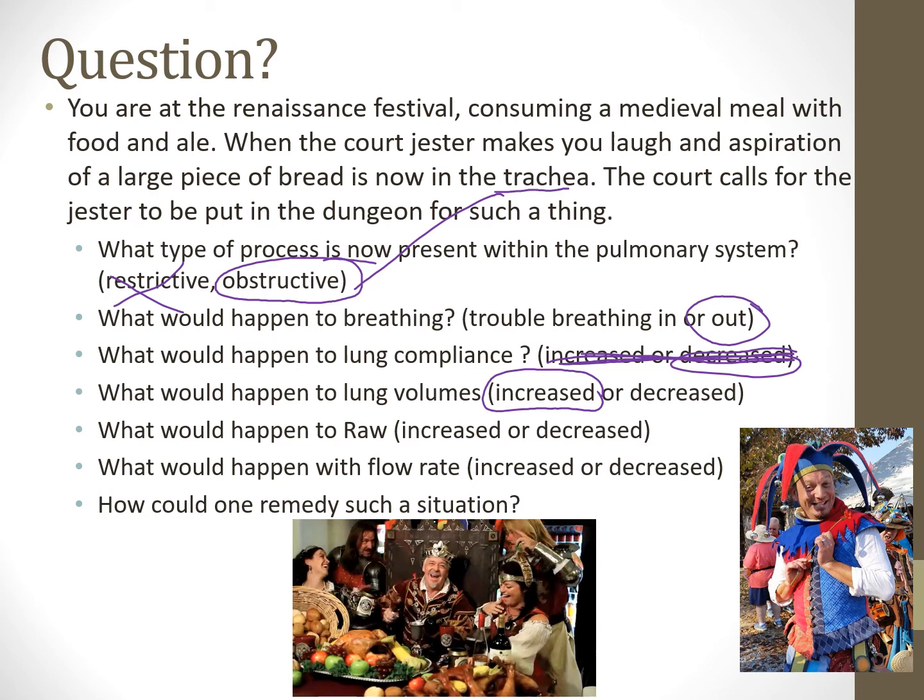What would happen to the air resistance? Of course, you should have said the air resistance goes up, right? It's a lot harder to get gas to go in and out. What would happen to their flow rates? Well, their flow rates are going to be very low, right? Because it's just like going from a 4-lane highway to a 2-lane highway. It's going to be a low flow of traffic through that obstruction. How would one remedy such a situation? Hopefully someone knows the Heimlich maneuver. Get it out of there, or a bronch if it's got stuck deeper in there. Right?